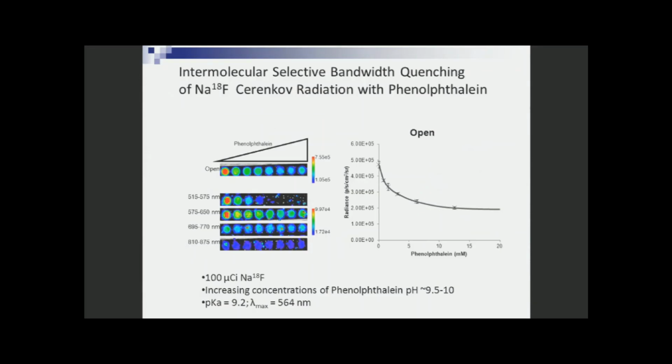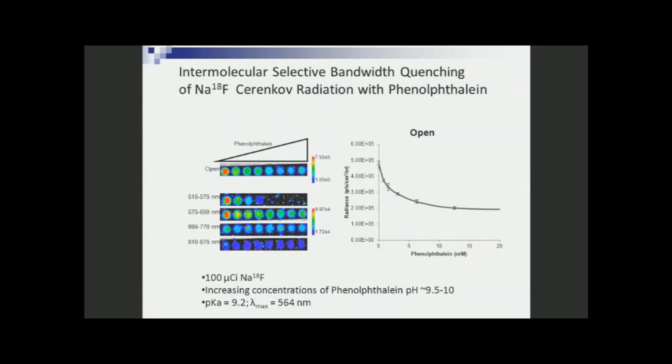So we took 18F labeled sodium fluoride, and we mixed it at varying concentrations with phenolphthalein and measured the emission at various bandwidths just using the IVIS scanner. And what you can see is that as a function of increasing concentrations of basic phenolphthalein, you see a quenching of the Cherenkov radiation when you leave the filters open, and you basically see that that quenching is bandwidth dependent.